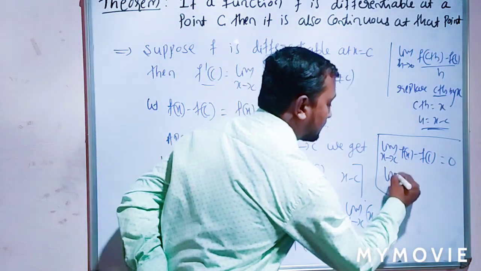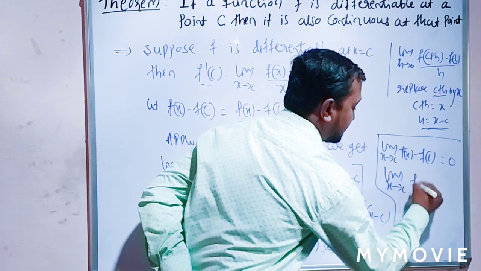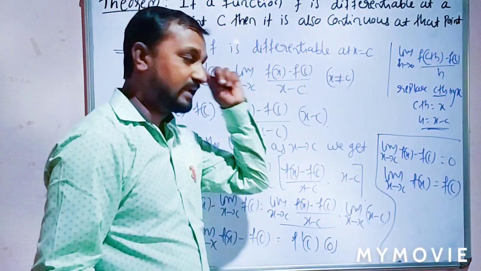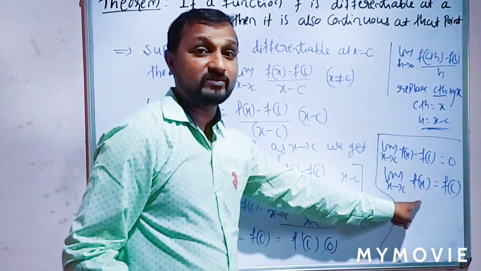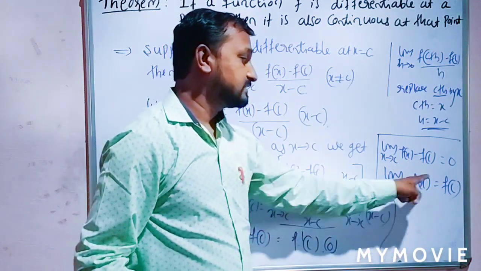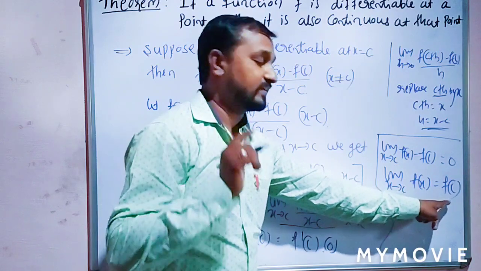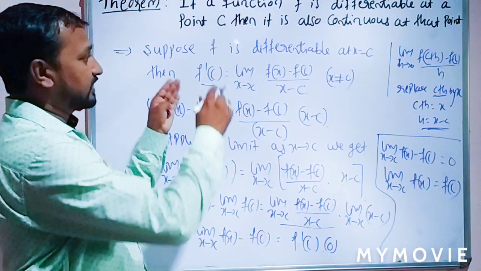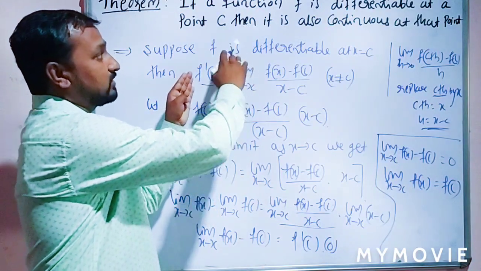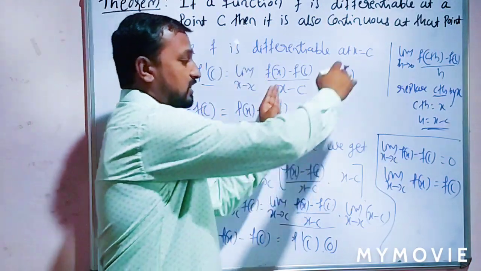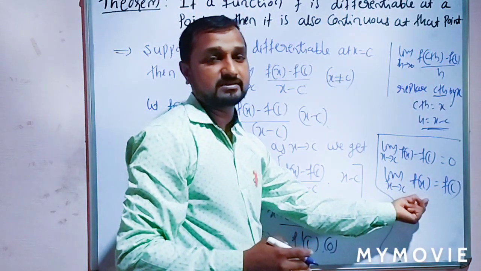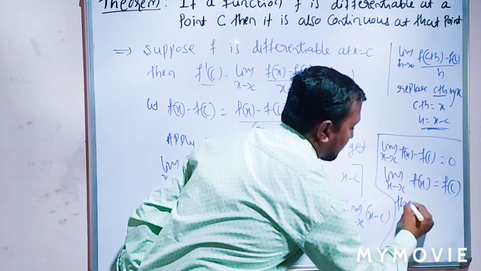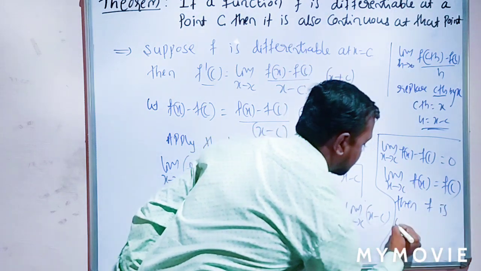It becomes limit of x tends to c, f of x equal to f of c. So already we know that this is the definition of continuity of the function: a limit function is equal to a constant function. The first is f of c, a constant function, and this is the limit function. So by using the derivative definition, we show the function is continuous. Here limit function equals constant function, then f is continuous.